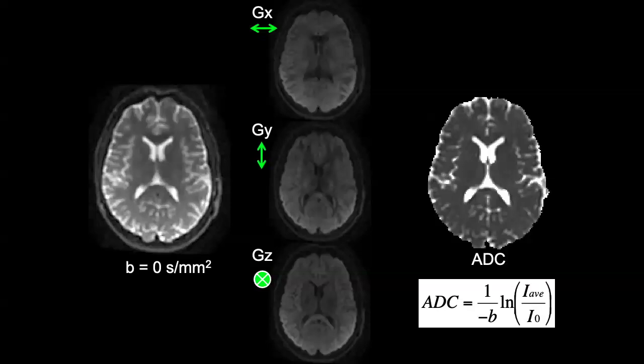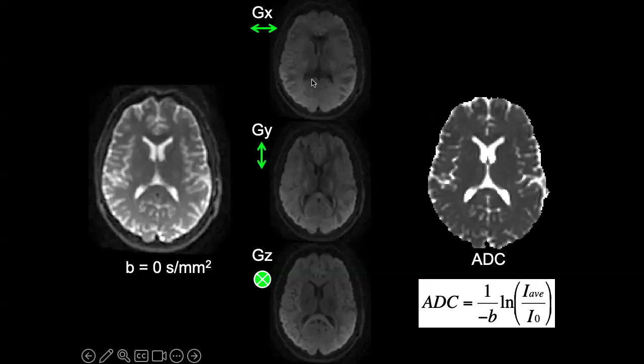So if we want to know what the average diffusion is, then we need to get rid of this directional dependence. And if you want to do that, the minimum amount of data you need to collect is your B0 image, so non-diffusion weighting, and then we need diffusion weighting in at least 3 orthogonal directions. So I've got these images here. We have X, Y, and Z.